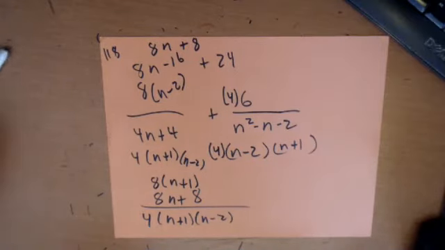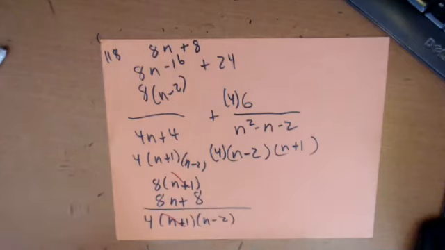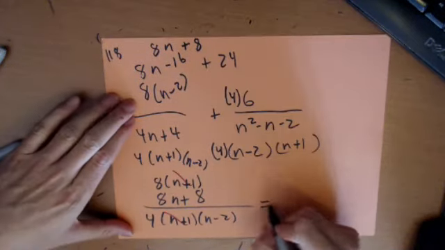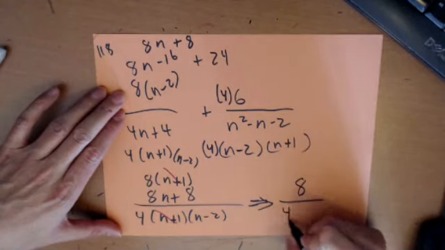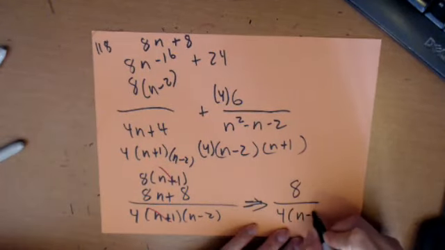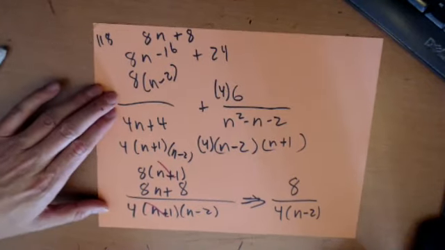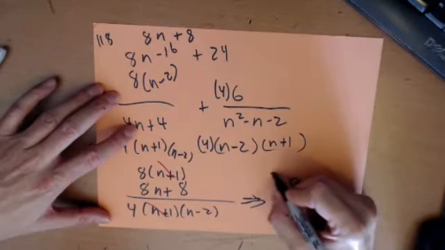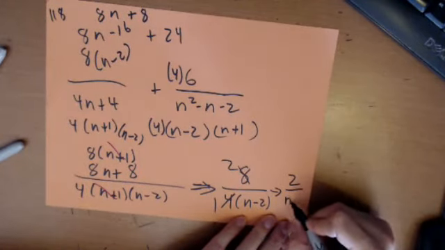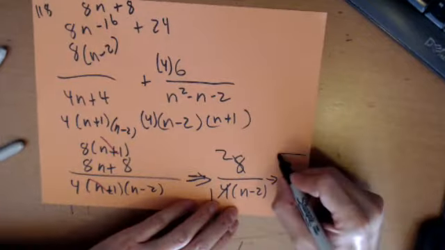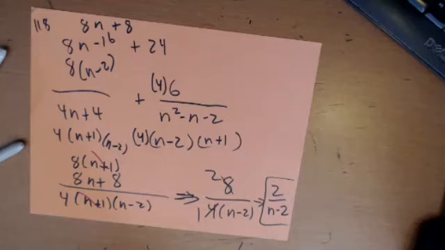Oh, those n plus 1s will cancel. Okay, dust settles. What are we left with? An 8 up top, and downstairs a 4 and an n minus 2. Are we done? No, the 8 and 4 cancel. 4 goes in twice, 4 goes in once. So, 2 over n minus 2. And now we're done. Ta-da!